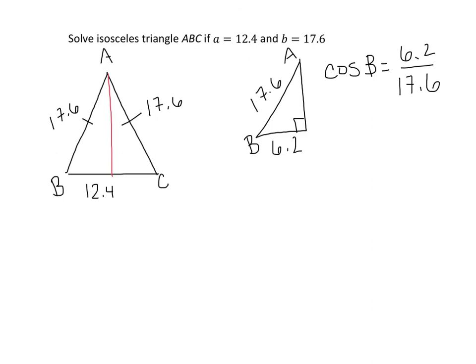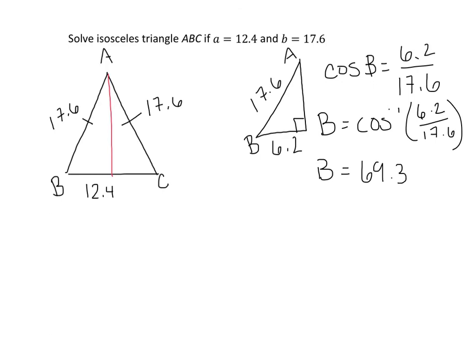Here I've got a ratio and I'm looking for an angle. So what I do is I call this untrigging the ratio, or you're going to uncosine this. So angle B is the inverse cosine of the ratio 6.2 over 17.6. When I put this into my calculator, I find that angle B is equal to 69.374 degrees.